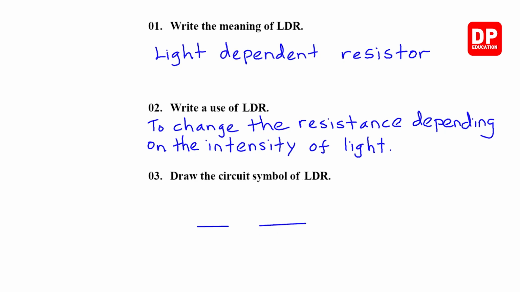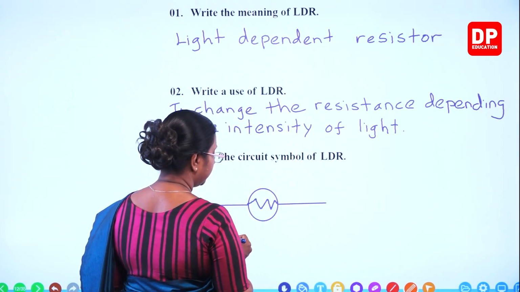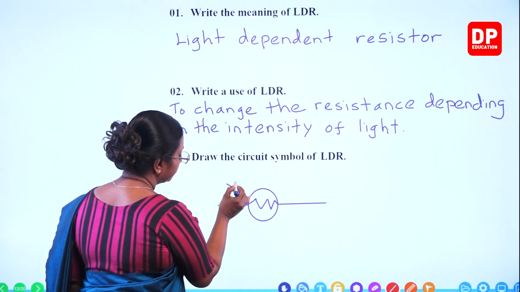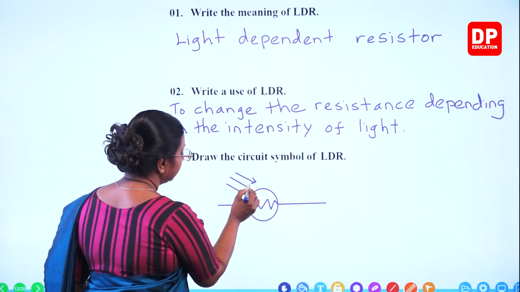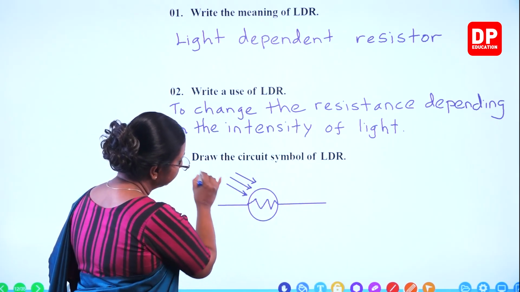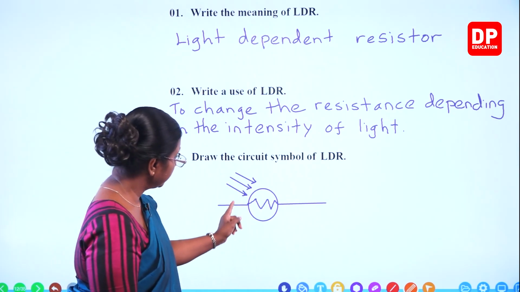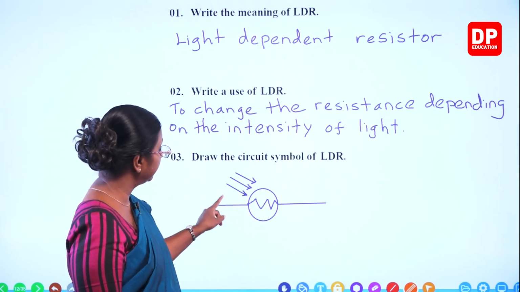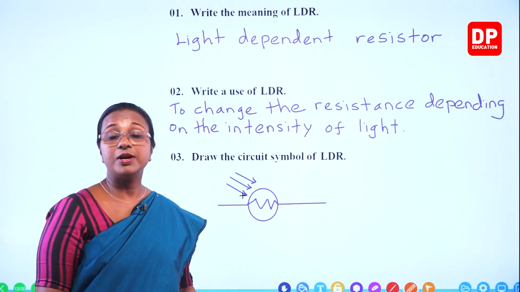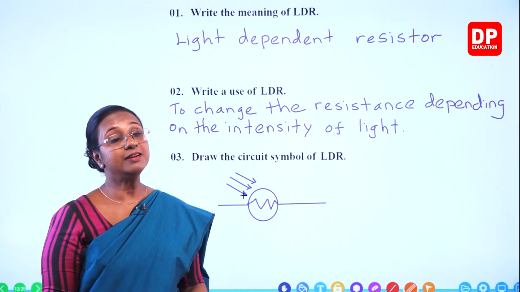The circuit symbol where we have, then we have the circuit symbol, but you need to show arrows to indicate that it is the light dependent resistor. Always the arrowhead should be directed towards the resistor. So this is the normal circuit symbol for a resistor. The zigzag lines, you have to have a circle and then show arrowheads pointing towards the resistor. That is the circuit symbol of LDR, light dependent resistor.